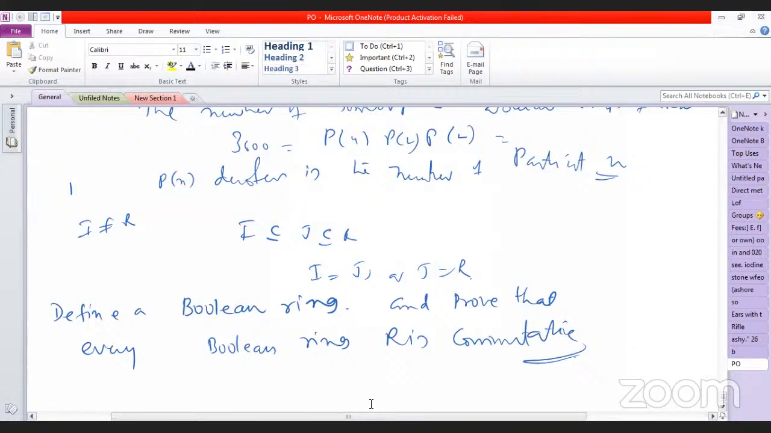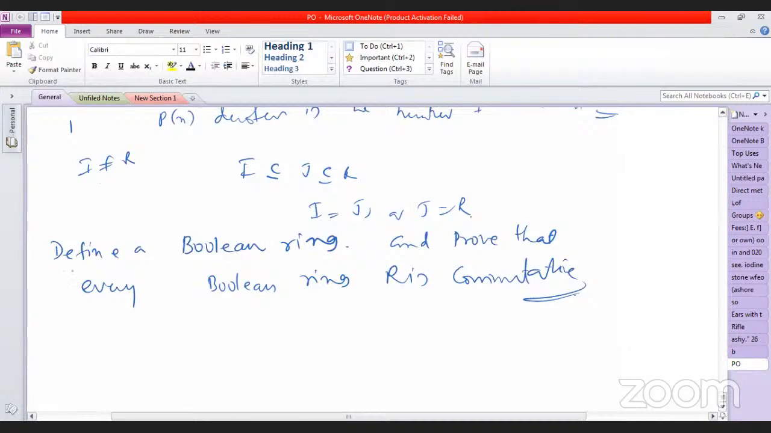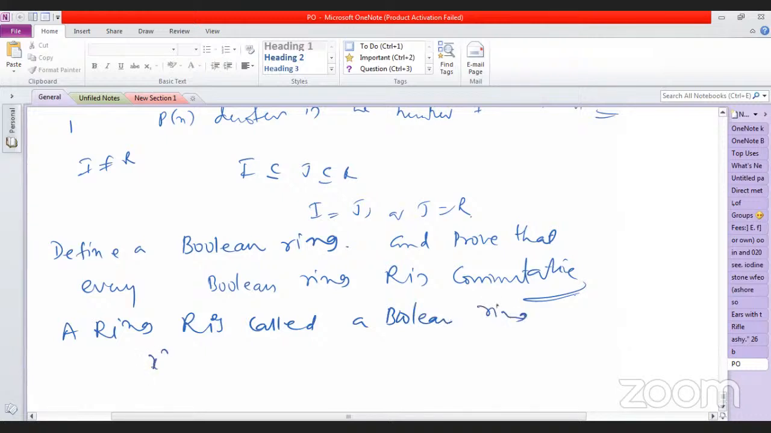So now, define a Boolean ring and we have to prove that every Boolean ring is commutative. So we have to take a ring. A ring R is called a Boolean ring if x square is equal to x for all x belongs to R. This is the statement. Then we have to take the proof here.